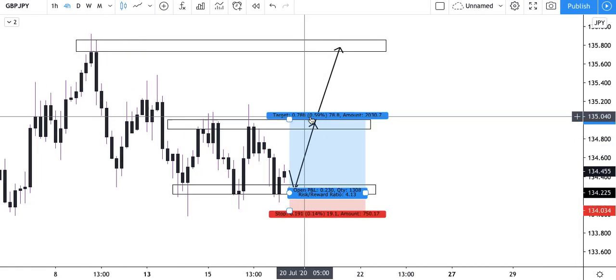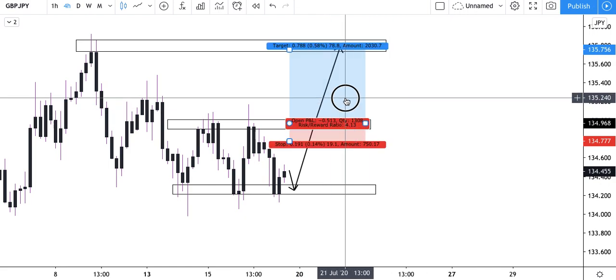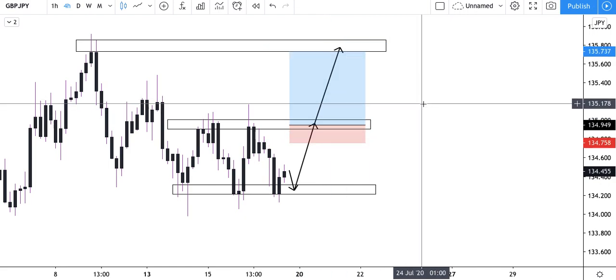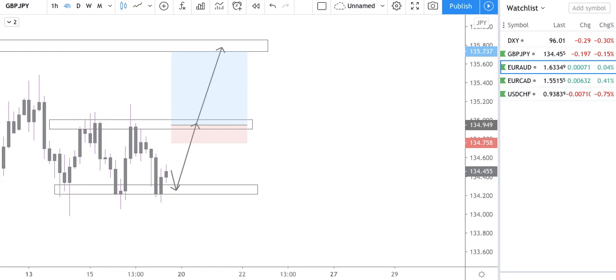And if price happens to break this level of resistance, then again, we would have a 1 to 4 risk reward ratio here as well. So both ways, I'm prepared to enter a trade on GBPJPY. Let's move on to the second pair now.